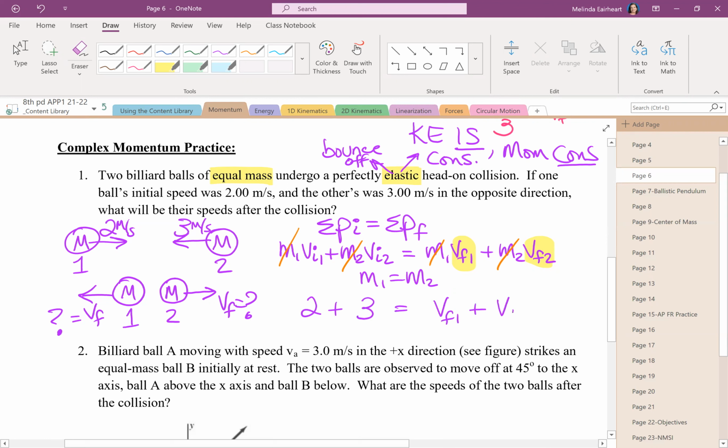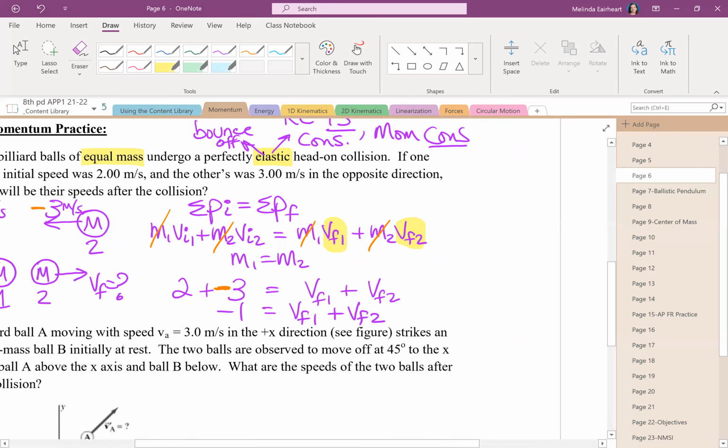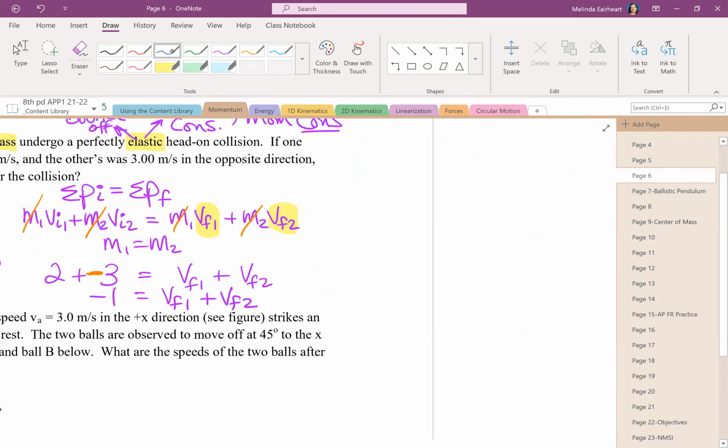Oh, momentum cares about direction. And so that's something I haven't made note of yet. If I say to the right is positive, then the one moving to the left needs to be negative. And I could change it, I could go the other way, but you've got to take into account direction. And so 2 minus 3 is -1. Now, we're at the point where, oh no, I have two unknowns in one equation. What's complex about this? What are we going to have to do? Say again. A second equation. Two unknowns, two equations. So what's our second equation?